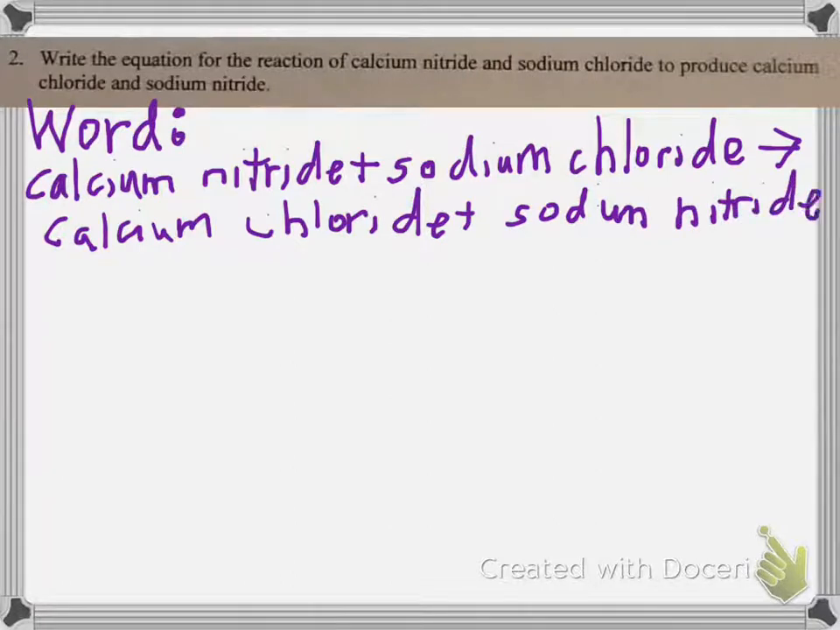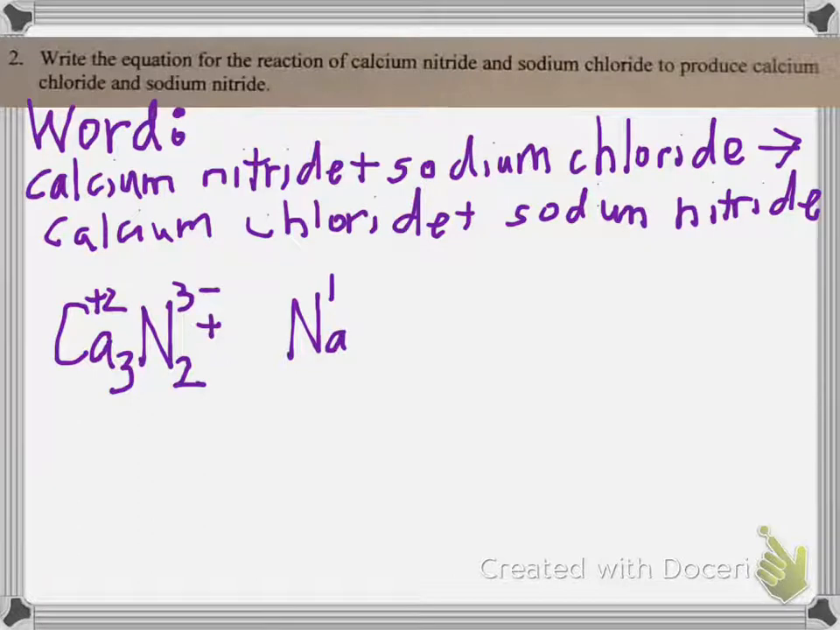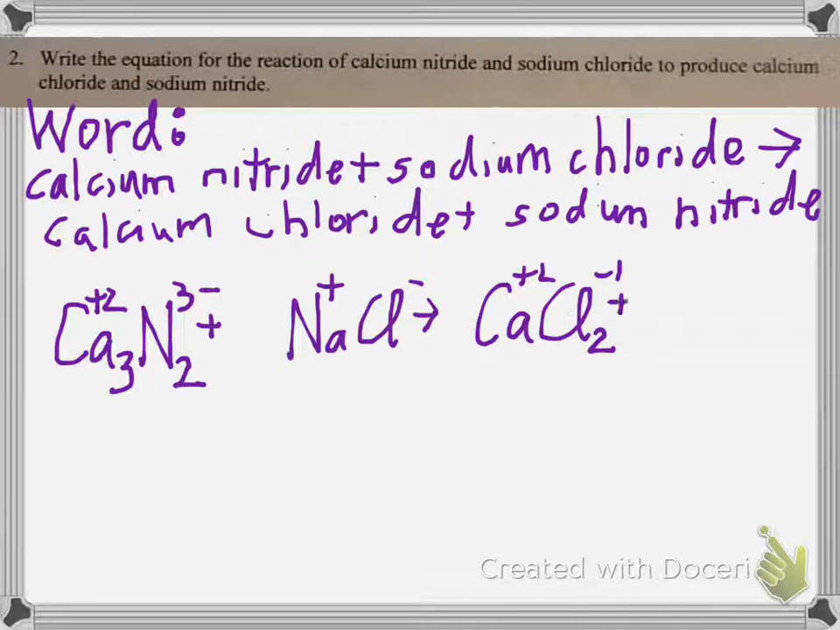So now that we have our word equation, we're ready to write our skeleton equation. Again, these are all ionic compounds, so every single time we'll do symbols, charges, crisscross, lowest whole number ratio. So Ca plus 2, N negative 3, crisscrossing, sodium Na, chloride Cl, Ca plus 2, Cl negative 1, plus Na plus N negative 3.